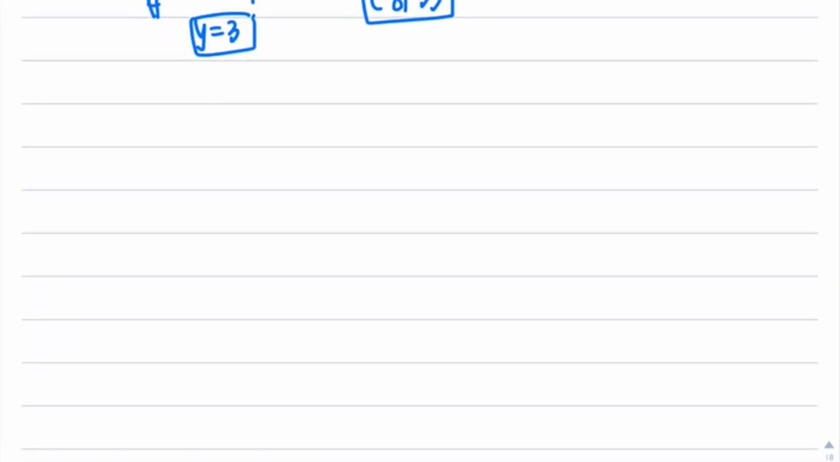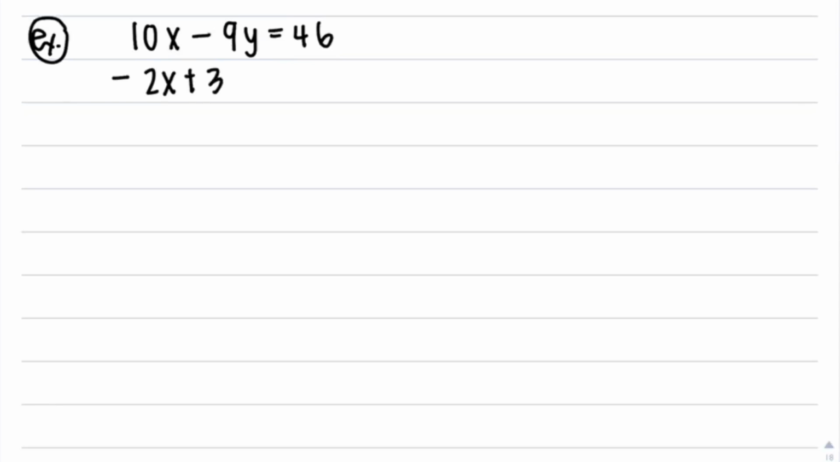This one we're not going to solve all the way. I want just to see, hopefully, if you can solve it, or again, figure out which term needs to be eliminated. For this problem, let's do 10x minus 9y is equal to 46. For our second equation, let's do negative 2x plus 3y is equal to 10. All right, and you guys can go ahead and take maybe a minute, figure out which term you would want to cancel out.